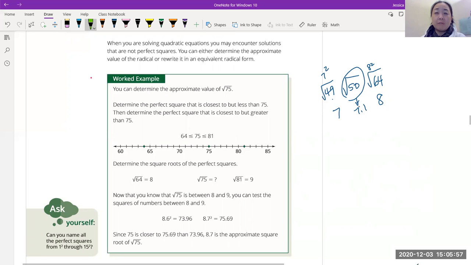And the reason why we said 7.1 was because 50 is really close to 49, and it's pretty far away from 64. So we're thinking it's much closer to 7 than it is going to be to 8. So it's going to be about 7.1.